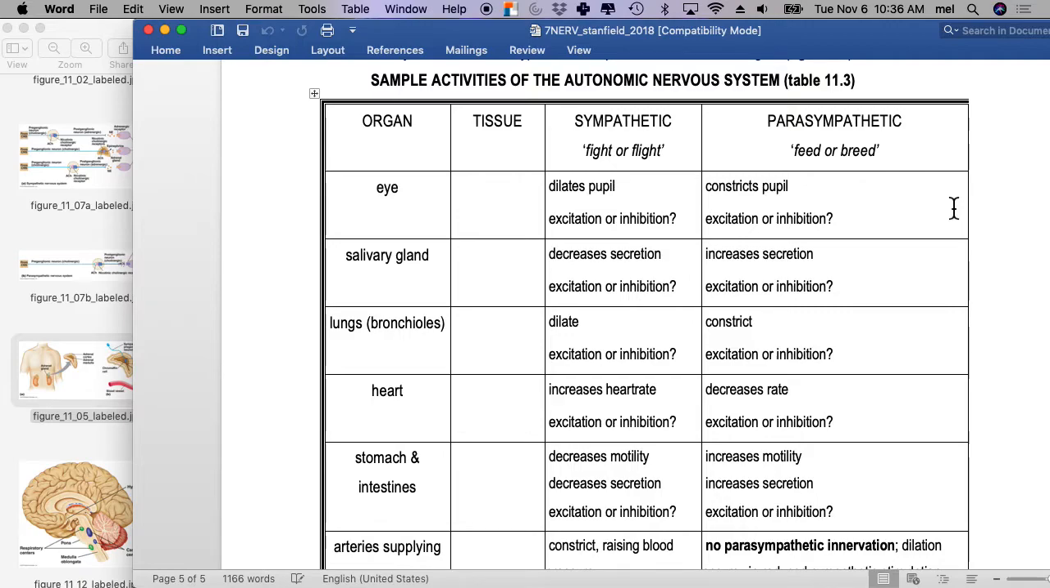So you can see better. More light in, right? See better. Okay? So that makes sense to you? Pupil dilation? Okay. So in order to understand whether that represents excitation or inhibition, I just have to show you a little bit of the anatomy.